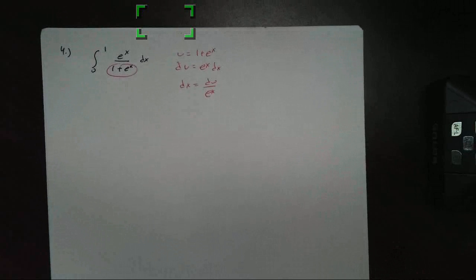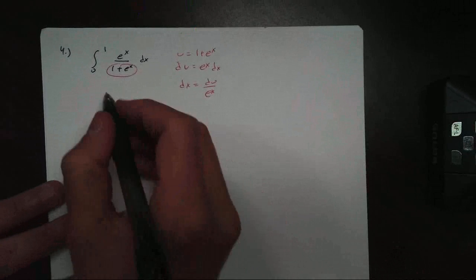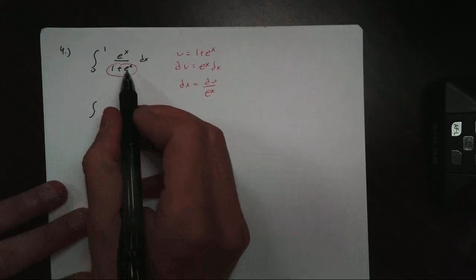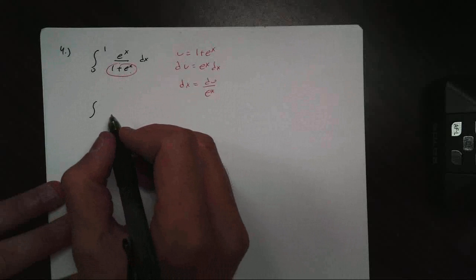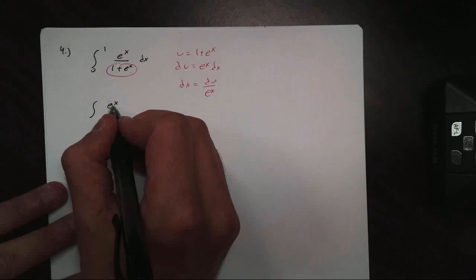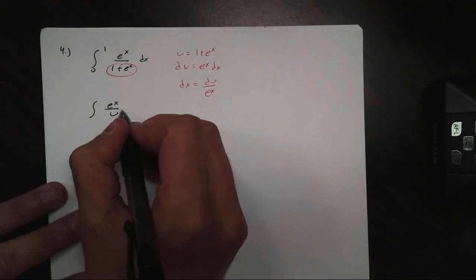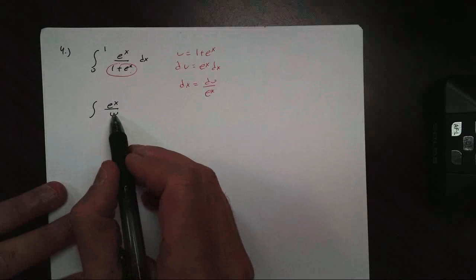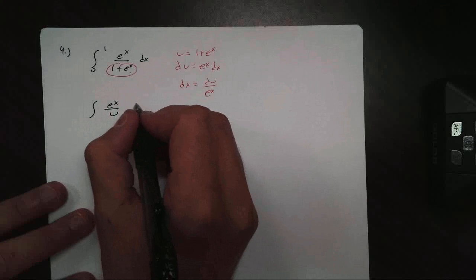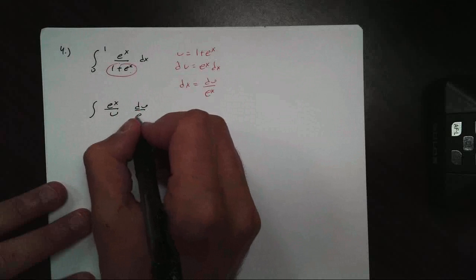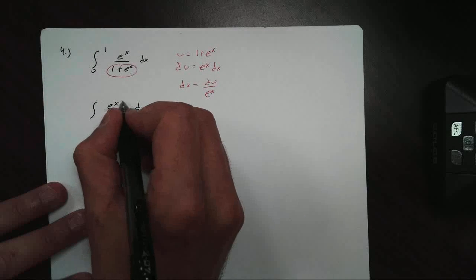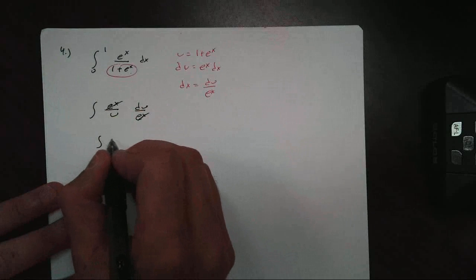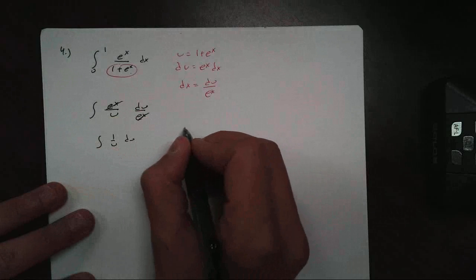Now, if I replace it, remember, I'm using U-Substitution, so I'm not going to write my domains just yet. I get e to the x over u. Oh, look, my e to the x is over u. Okay, moving on. Du over e to the x. Cancel out the e to the x's, and I'm left with 1 over u du.